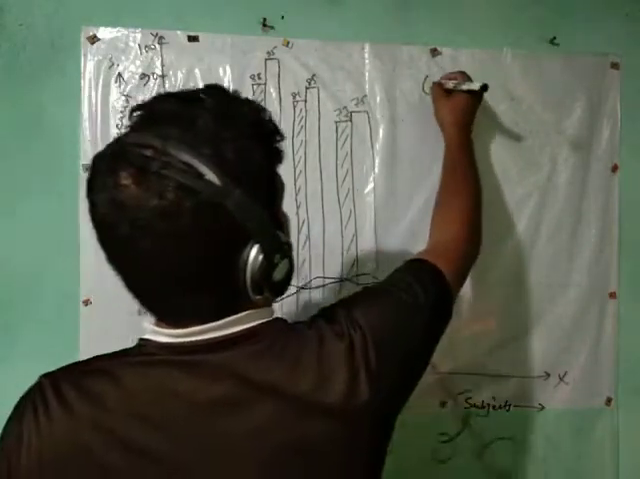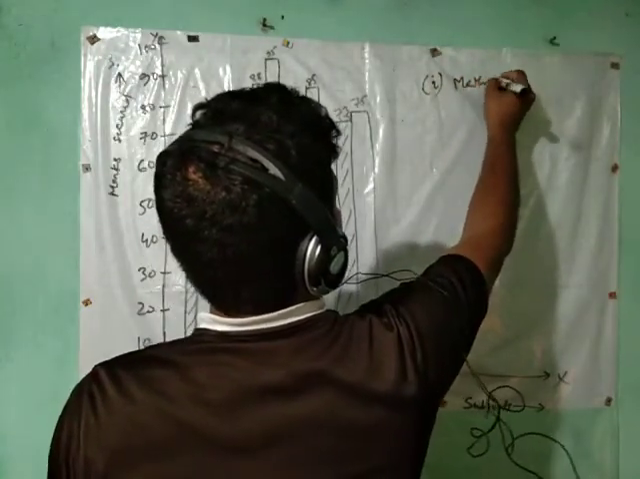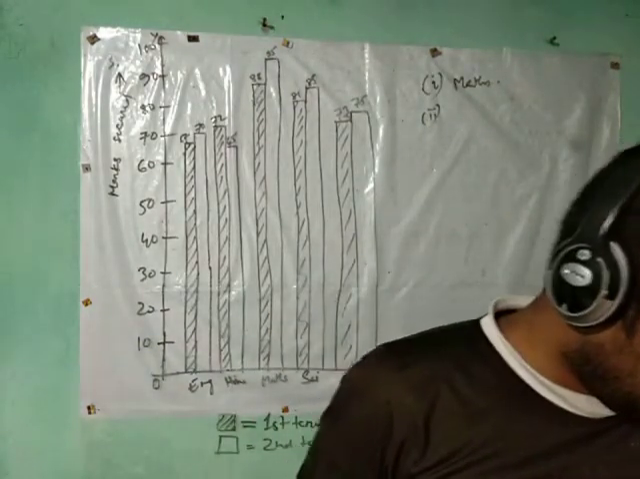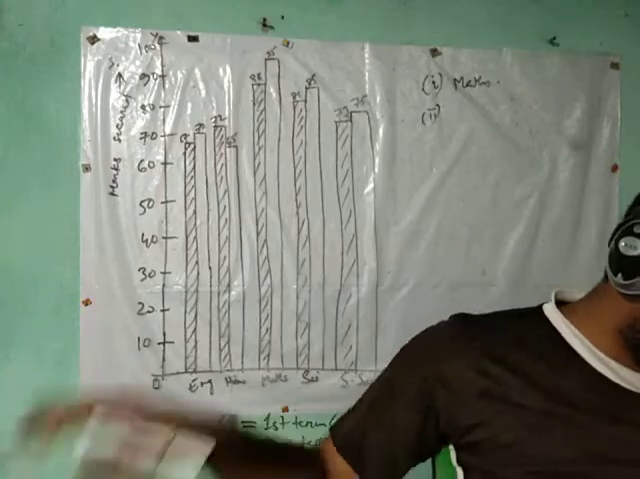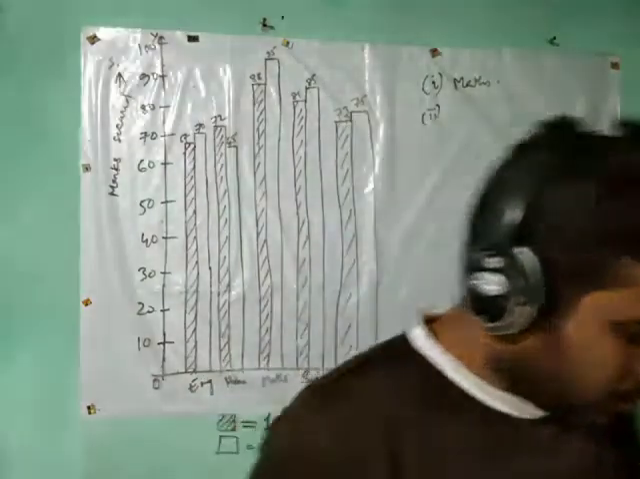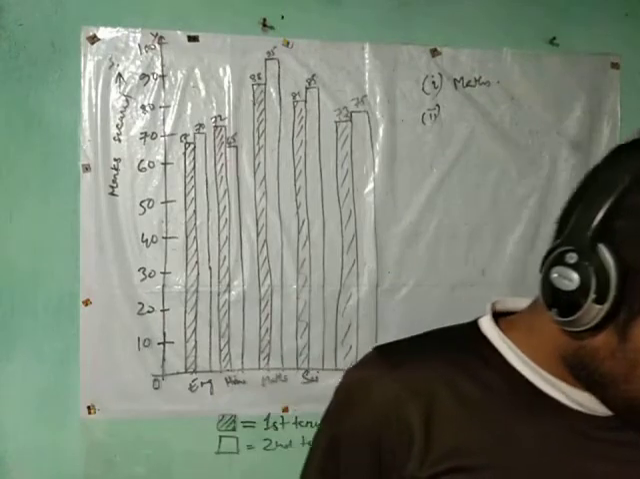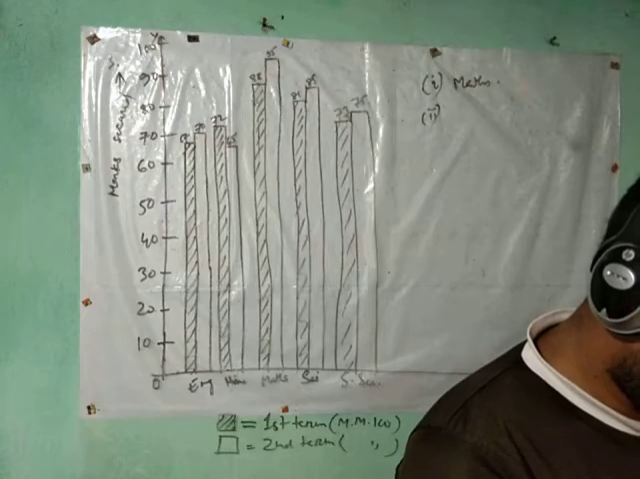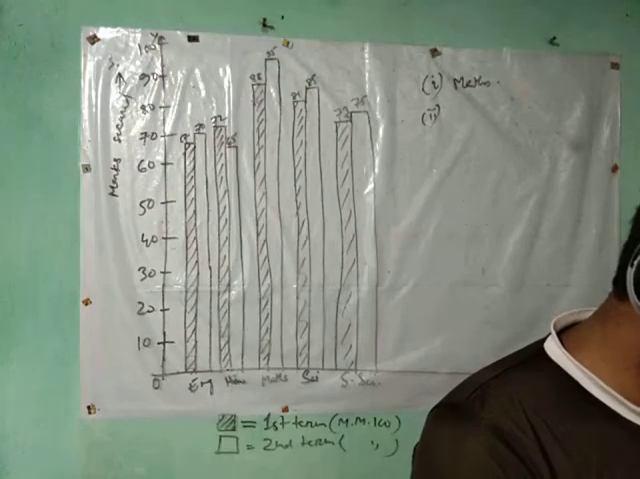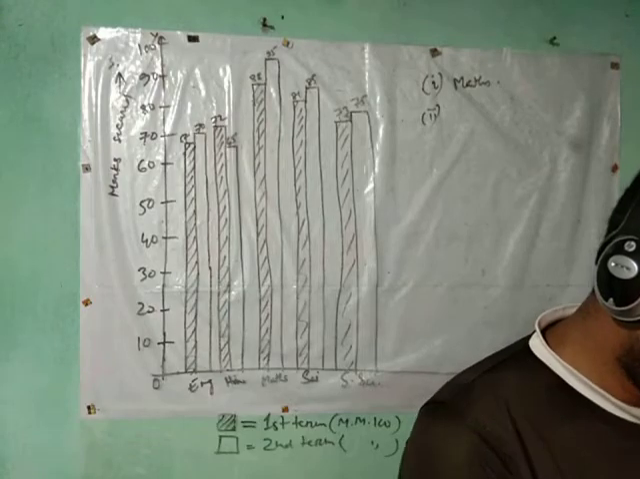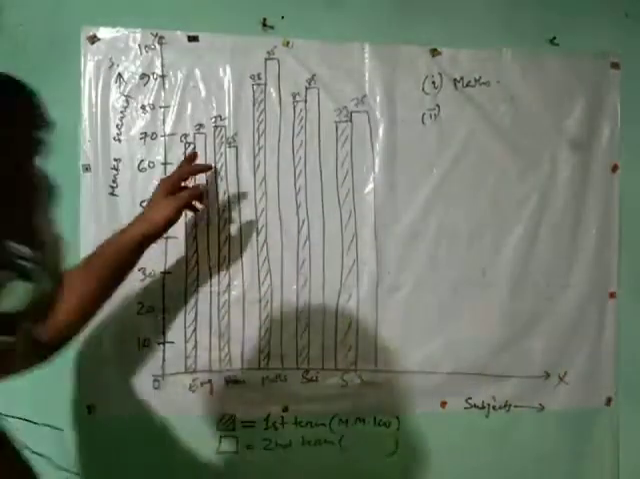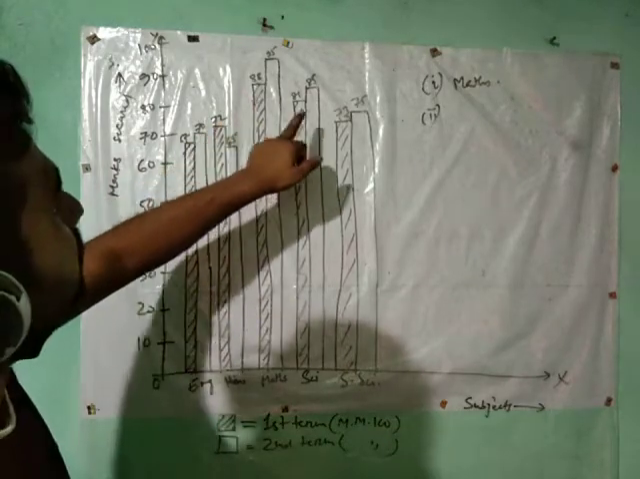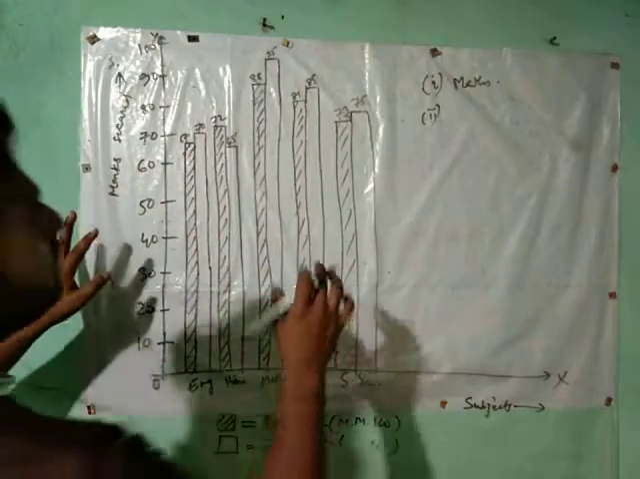So your first answer will be what? Maths. And what about the second answer? In which subject is the improvement the least? In which subject is the improvement least? In which subject is it the smallest? First of all, this should be an improvement, and improvement is least in which one is what is asked. Has improvement happened here? Has improvement happened in Hindi? No. So improvement has happened in this, this, this, and this. And the least improvement is in which?